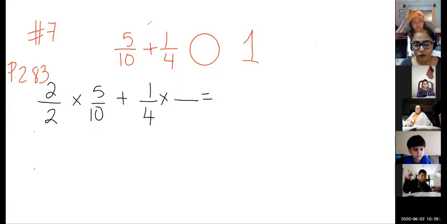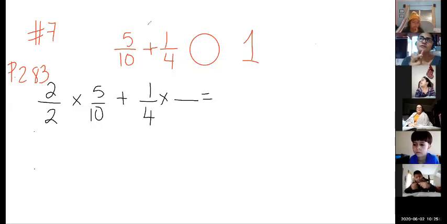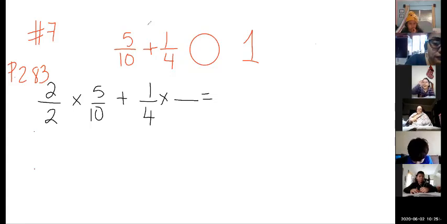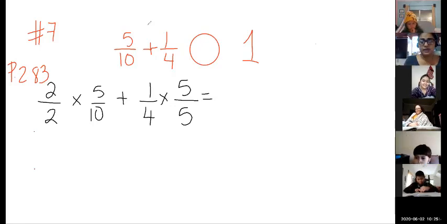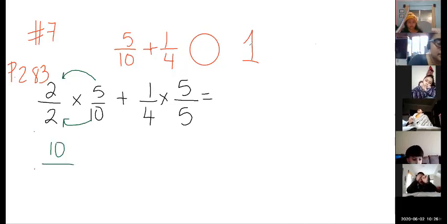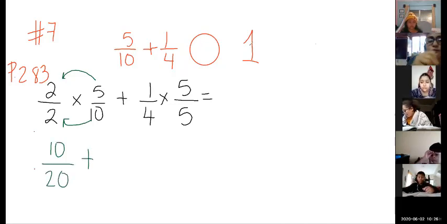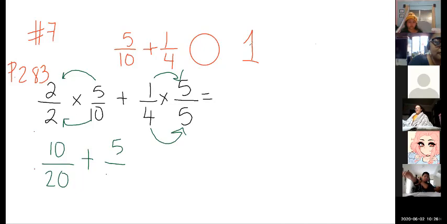Okay, in the table of 4, a number that gives me 20: 4 times 1, 4 times 2, 4 times 4, 16, 4 times 5. I copy the 5 and you have to repeat the same number up. Okay, now we need to multiply. Remember, the number up with the number up. 2 times 5 is 10. 2 times 10 is 20. Now, 5 times 1, 5. 4 times 5, 20. Now they have the same denominator.